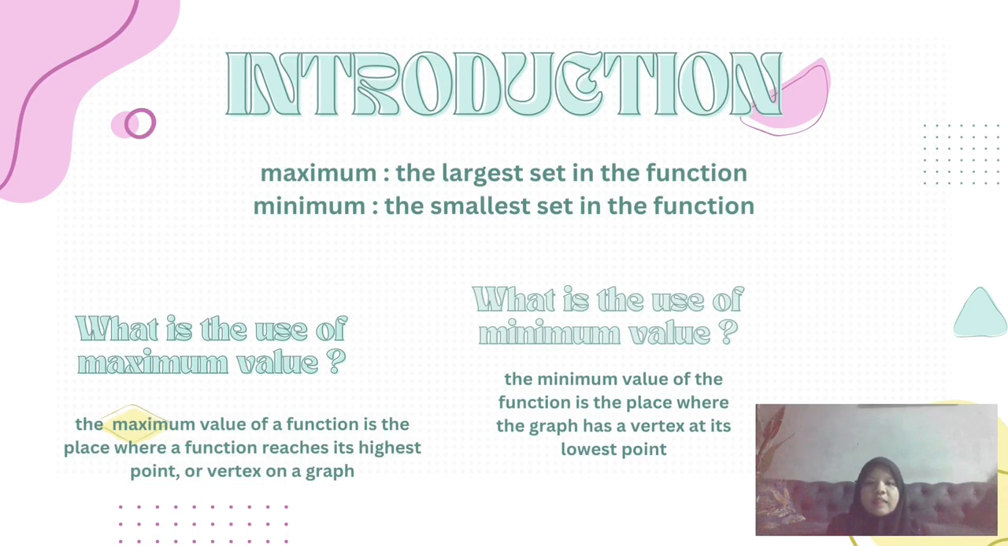So, for the introduction, maximum is the largest set in the function. Meanwhile, the minimum is the smallest set in the function. So, what is the use of maximum value? The maximum value of a function is the place where a function reaches its highest point or vertex on a graph. And what is the use of minimum value? The minimum value of the function is the place where the graph has a vertex at its lowest point.